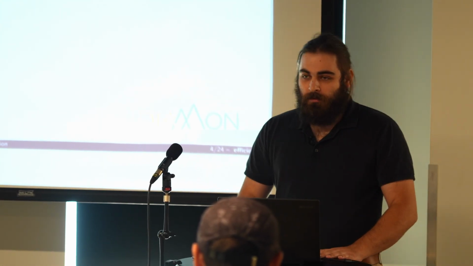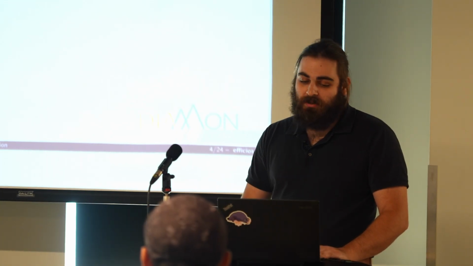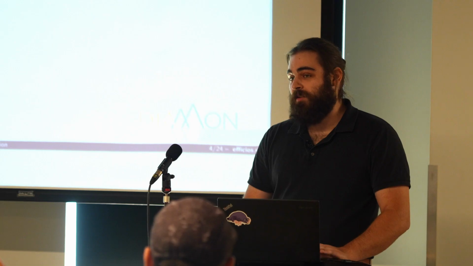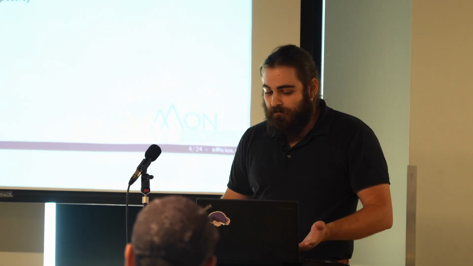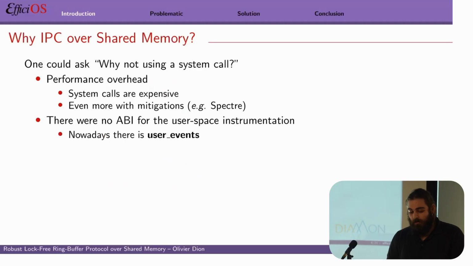So, first of all, why do IPC over shared memory instead of just doing a syscall in the kernel? That's the first question somebody could ask. Well, first of all, the performance overhead of a syscall is quite expensive, even today, even more with the mitigations. And at the time that Mathieu wrote LTTng, the first version with the ring buffer, there was no ABI for the kernel. And nowadays we do have user events, even though.